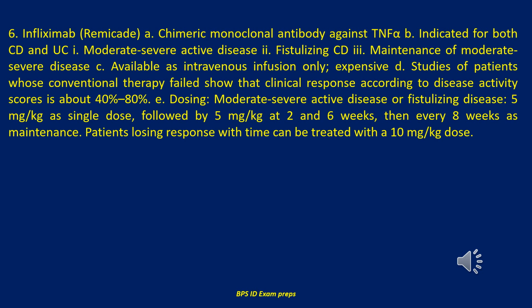It is expensive. D. Studies of patients whose conventional therapy failed show that clinical response according to disease activity scores is about 40% to 80%. E. Regarding its dosing, in the case of moderate severe active disease or fistulizing disease, it is dosed at 5 mg per kilogram as single dose, followed by 5 mg per kilogram at 2 and 6 weeks, then every 8 weeks as maintenance. Patients losing response with time can be treated with a 10 mg per kilogram dose.